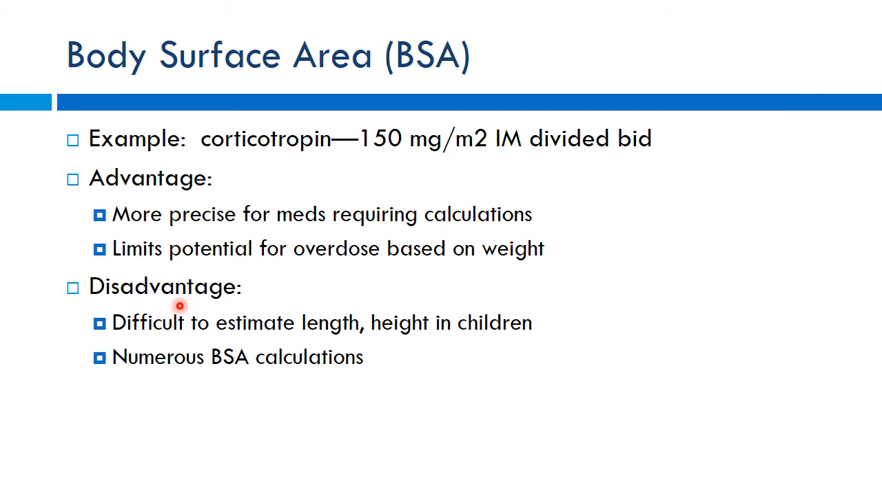Some disadvantages: because it utilizes the height or length of the child, it can sometimes be difficult to determine that. One, they may be fighting with you and not wanting to have their height taken very well, or some patients may have things like spastic muscles or contractures that make it very difficult to estimate an appropriate height. Also, there are many variations on BSA calculations, so make sure you're using whichever one is appropriate for that institution. That way you can be consistent in your calculations.